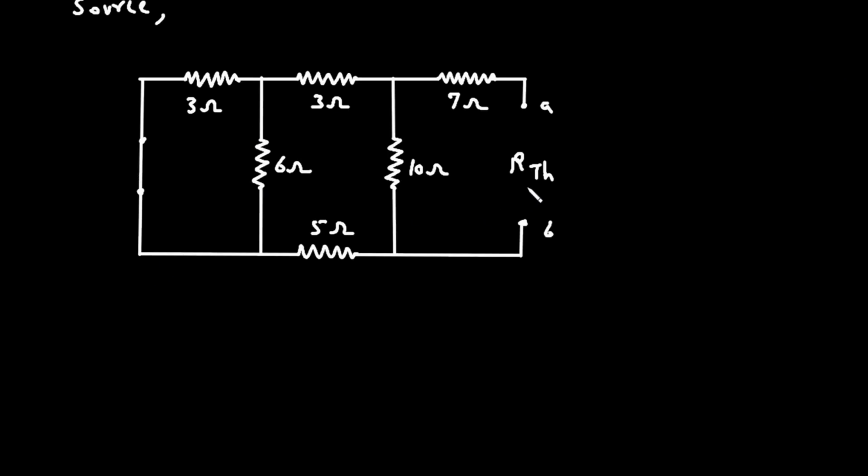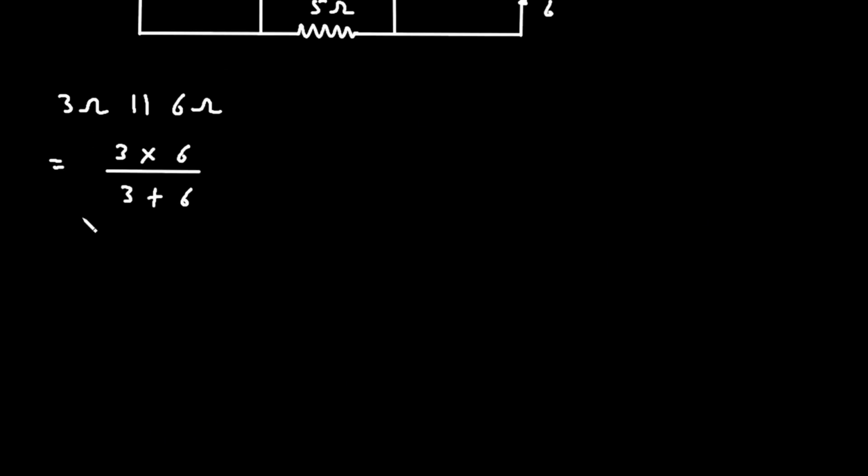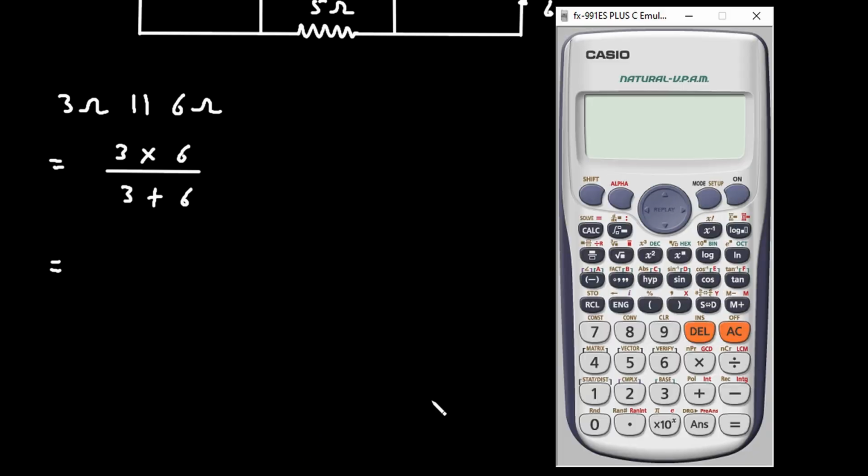Now we can easily find the value of RTH. Here we can see this 3 ohm and 6 ohm are connected in parallel. So 3 ohm parallel with 6 ohm. If we solve this, it will be 3 into 6 divided by 3 plus 6. Let's put this in calculator. 3 into 6 divided by 3 plus 6. So it is 2 ohm.